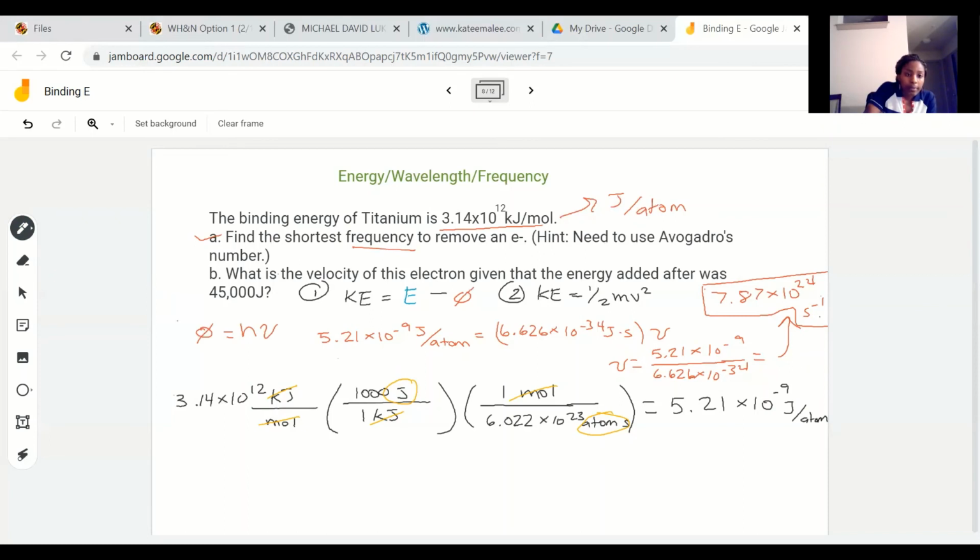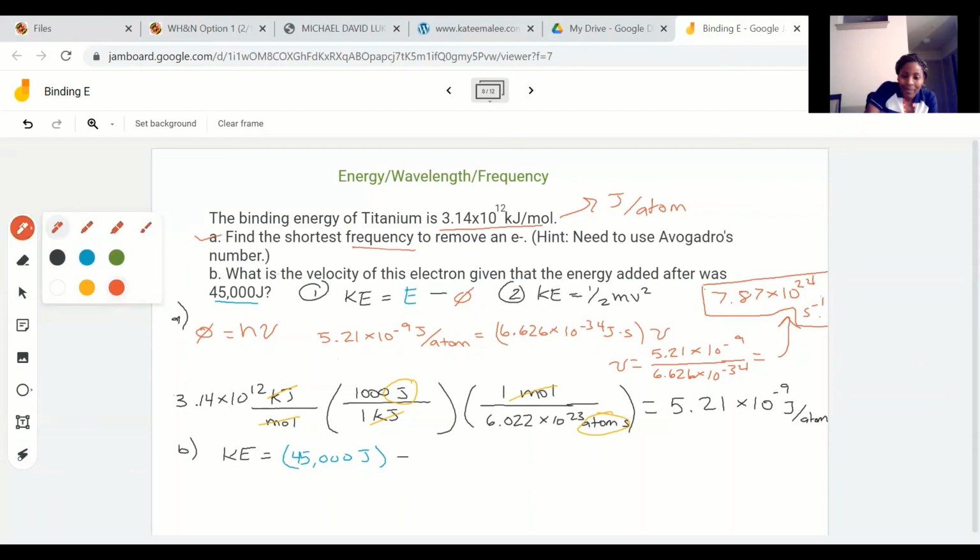Right, so this is part A. Now we're going to go on to part B. So now that we know what the binding energy is in the correct units, we're also given that energy, we can solve for KE. Right? So KE equals, I'm going to keep this in a separate color so you can see where I'm getting them from, 45,000 joules. Right? And that's going to be subtracted from my binding energy.